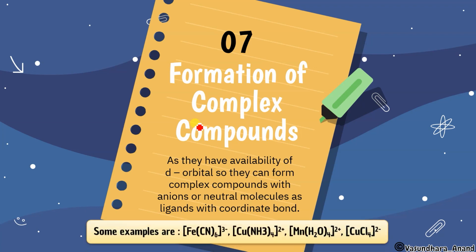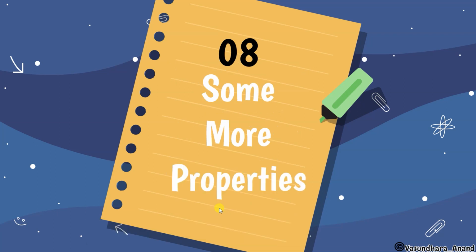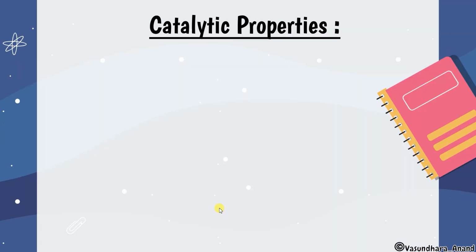Examples that we have seen in coordination compounds: [Fe(CN)6]3-, tetraamminecopper(II), tetraaquamanganese(II), tetrachlorocopper(II). So these are some examples of how they form complexes. Now we are going to some more properties.